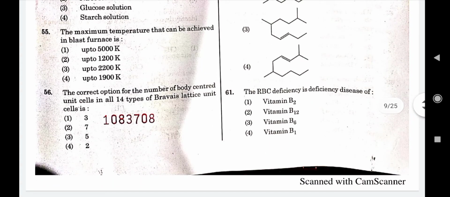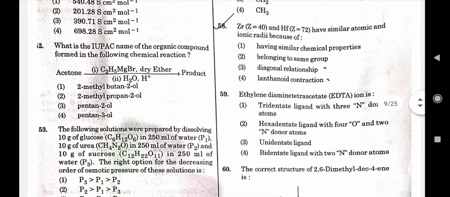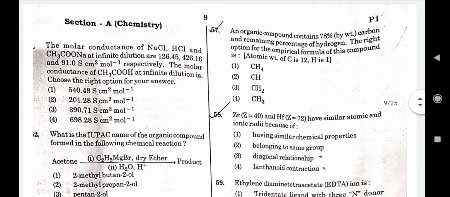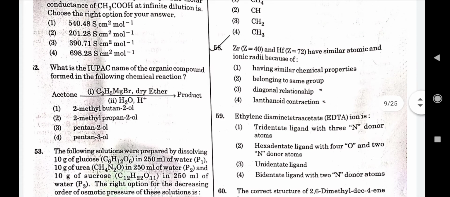Question number 56. The correct option for the number of body-centered unit cells in all 14 types of Bravais lattice unit cell is. इसका जो correct option है that is option 1, 3. Now coming to question number 57. An organic compound contains 78% carbon and remaining percentage of hydrogen. The right option for the empirical formula of this compound is. इसका जो correct option है that is option 4, CH3.